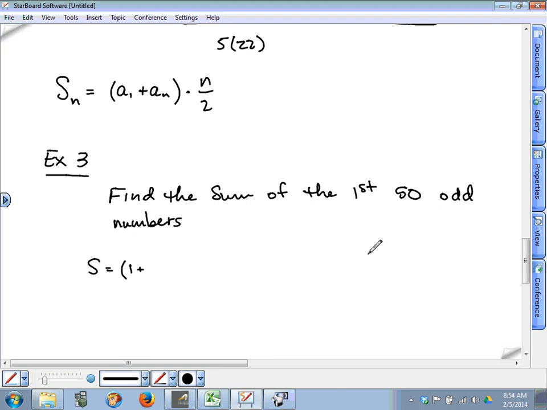Well, this is just something that you should always remember. What's a teeny little formula that generates odd numbers every time? 2n minus 1. 2n minus 1 generates odd numbers, because 2n will always give you an even number, right? 2 times n is always an even number. If you subtract 1 from that, it's always going to be an odd number. So the sum of the first 50 odd numbers, what's the 50th odd number? 99.